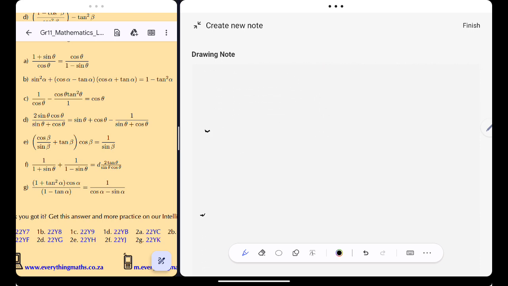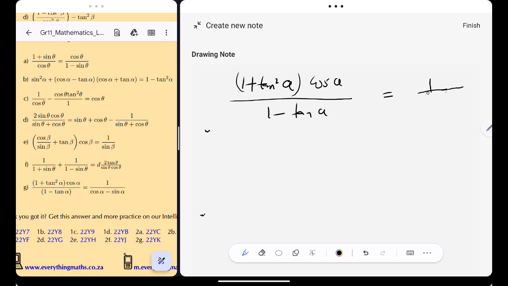And then I'm given 1 plus tan squared A multiplied by cos A all over 1 minus tan A is equal to 1 over cos A minus sin A. Okay, could have used, but it's fine. The left hand side, right?